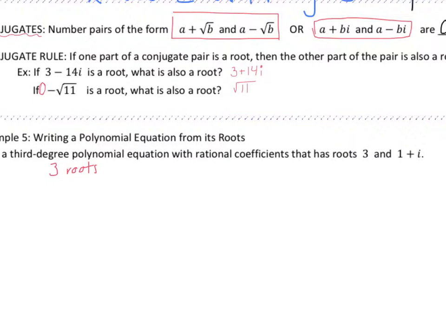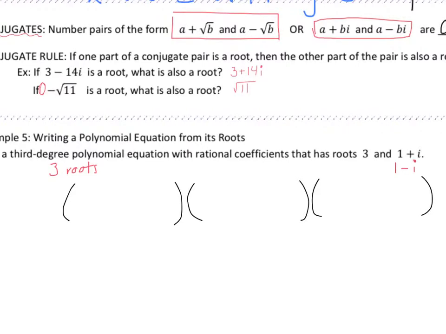Yes, who said it? We just need the 1 minus i. 3 doesn't have a conjugate because it's not a complex number, but the 1 plus i has a conjugate, and that's 1 minus i. Okay, so there are our 3 roots. Now we got to put them into factors. Okay, so we'll have 3 linear factors.